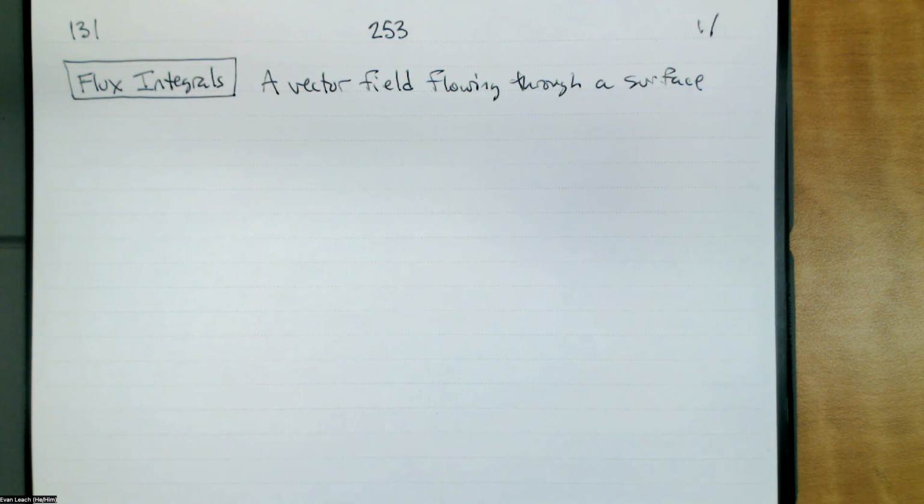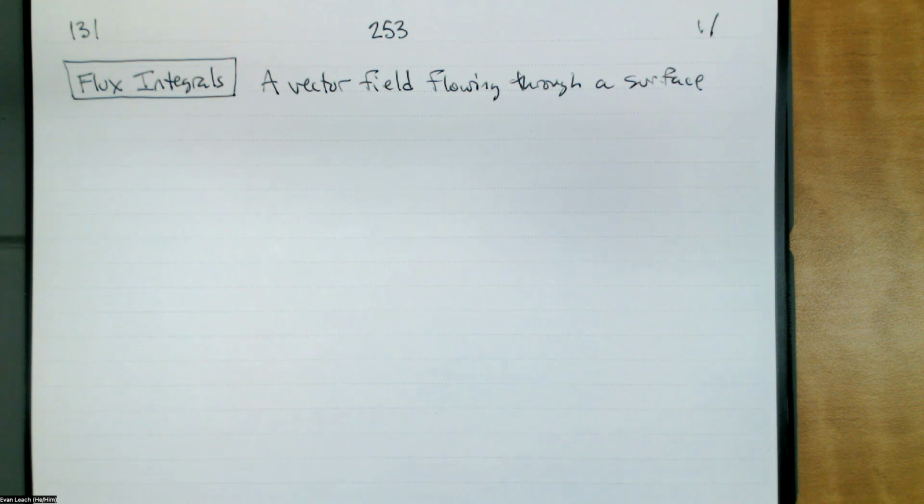If you recall, we want to talk about flux integrals. These are integrals that we're going to apply to a vector field, although we're going to look at something a little different than we did with line integrals. We want to imagine a vector field flowing through a surface. The vector field is going to be like the flow of water or the flow of air. And we want to set up a surface in that vector field, and see how much of the vector field is flowing through that surface.